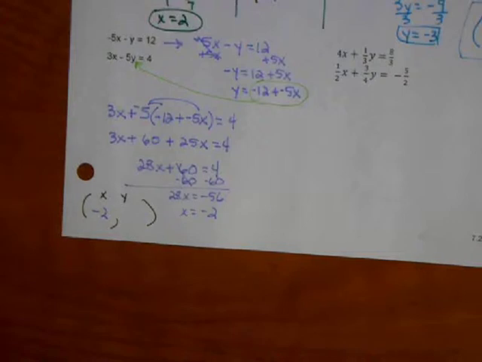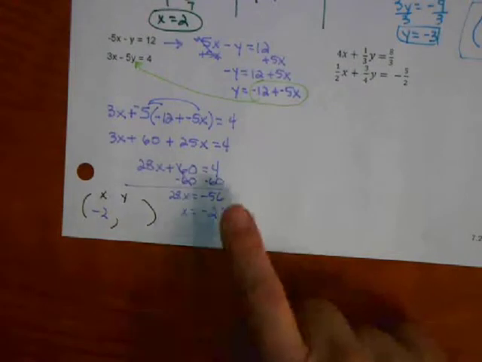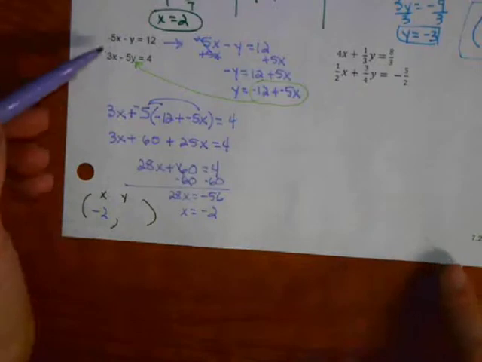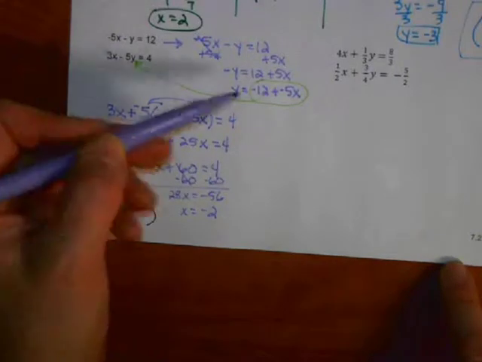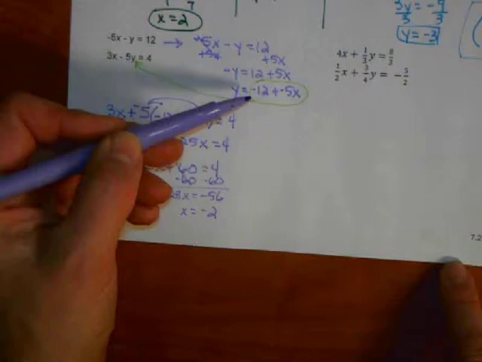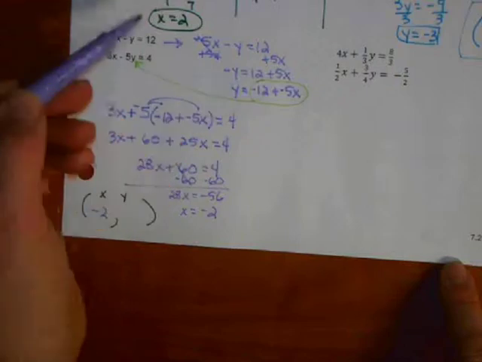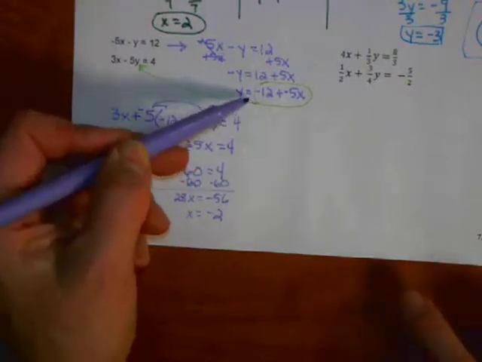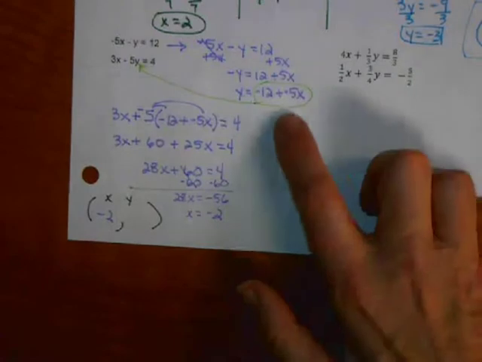I'm halfway there. I need to figure out what y is. You can stick negative 2 for x into this equation, or that one. That was probably the easiest, isn't it, to figure out what y is. This one, or that one. It doesn't matter. So I'm going to stick it into this one.